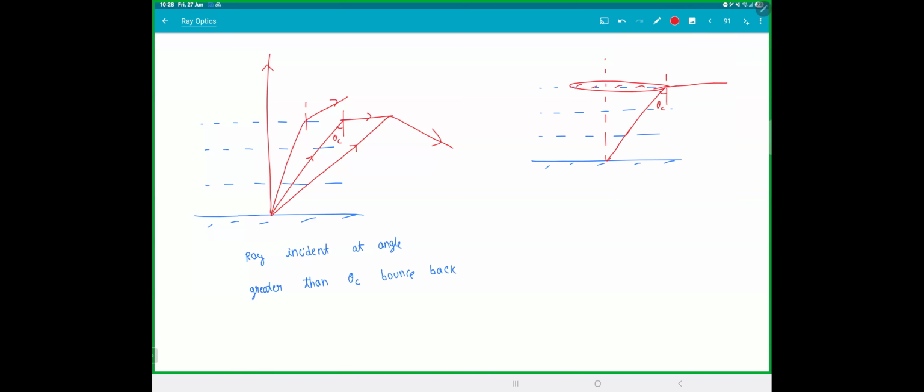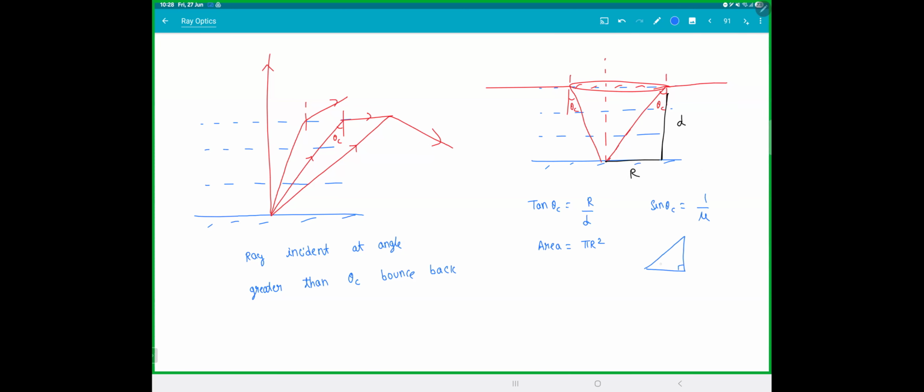So it will happen in 3-dimensional. So you'll get a cone of light like this. This will be the radius of the light patch. This will be the D. So tan theta critical is R by D. Area will be pi R square. Sin theta critical is 1 by mu.